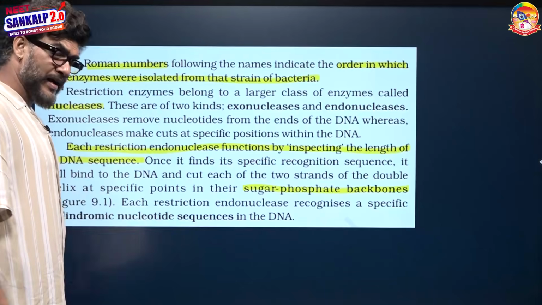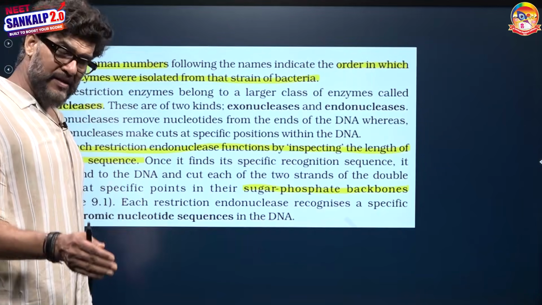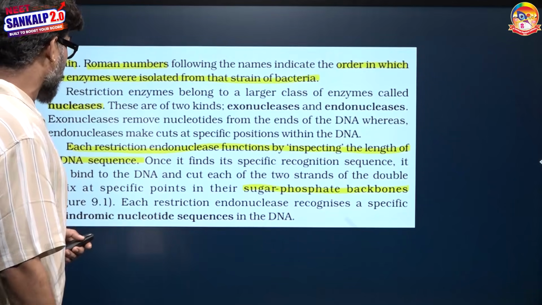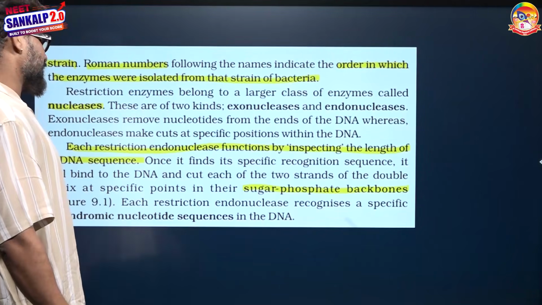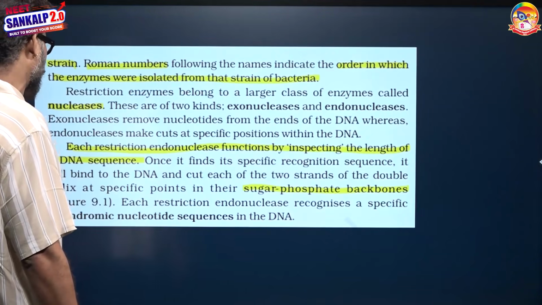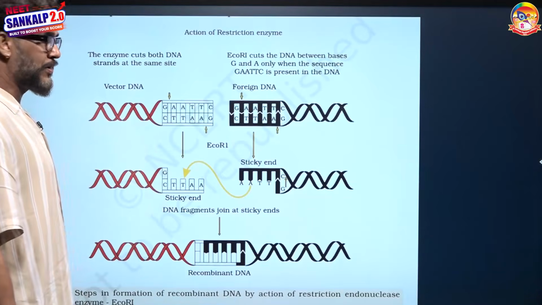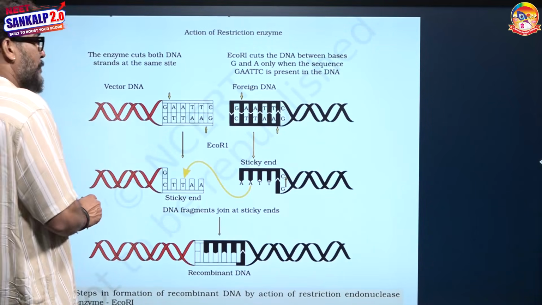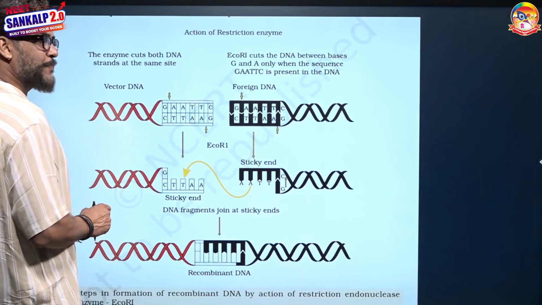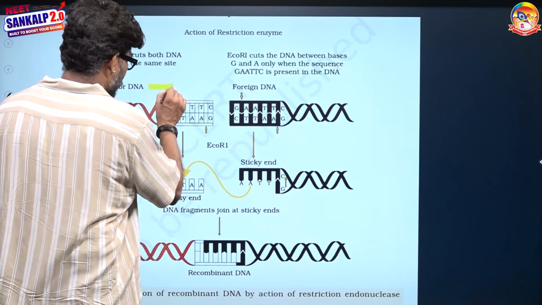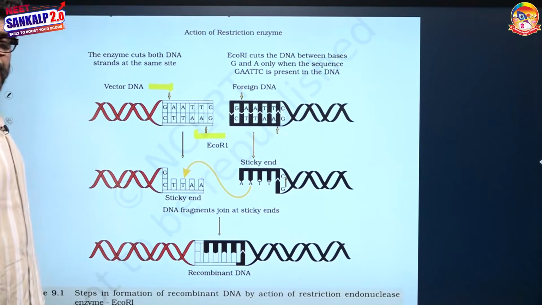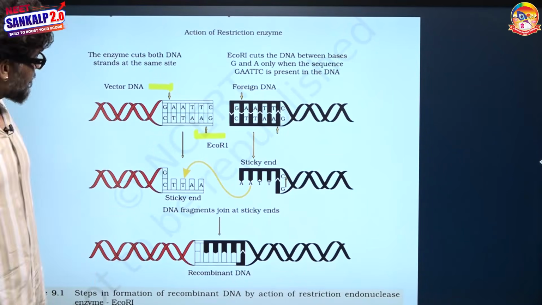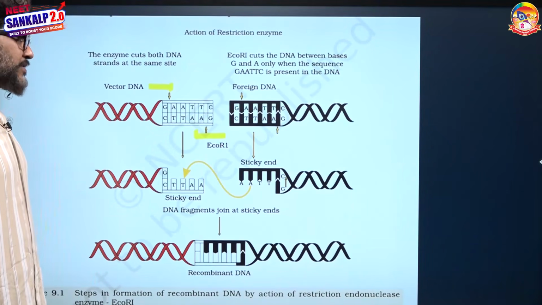The restriction endonuclease recognizes a particular sequence. Within this recognition sequence, it cuts between two particular nitrogen bases by cleaving the phosphodiester bond. Each restriction endonuclease recognizes a specific palindromic nucleotide sequence in the DNA. Do you understand the palindromic sequence? When a sequence, keeping the same reading frame, say 5' to 3', reads the same from left to right and from right to left, like GAATTC, such sequences are known as palindromic sequences.